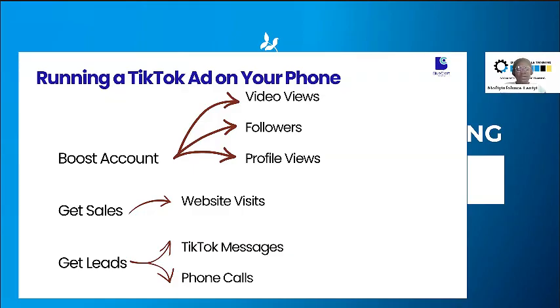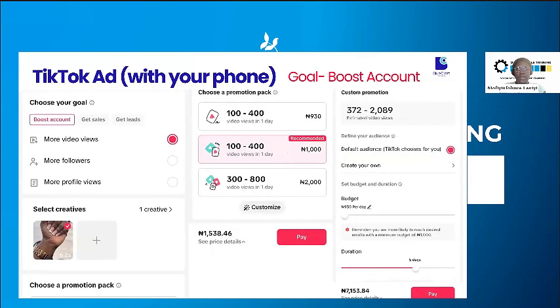And if you want to get sales, you can get website visits. So you have to put your website, and whenever you advertise your products, it has to go to your website or a link where people can now buy the things they want to buy. And if you want to get leads, you can get leads into your TikTok DMs, or you can put your phone for phone calls. So I will show you screenshots of the different ways you can do it.